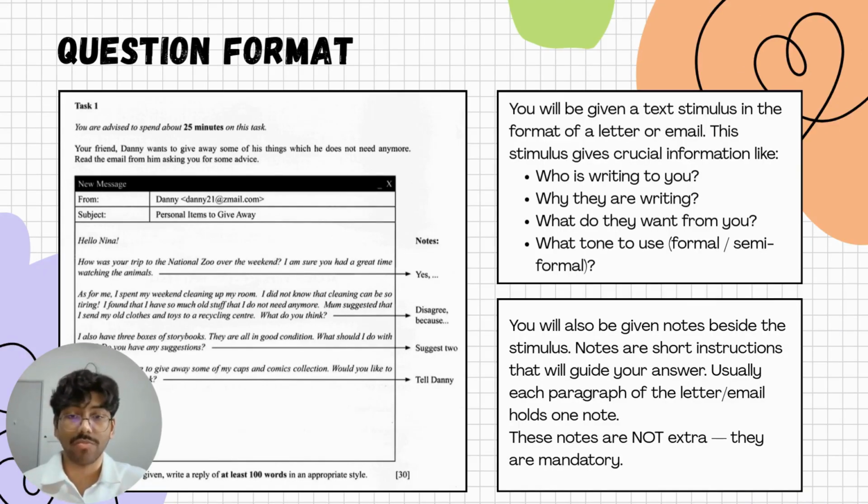Alright, now let's begin with the question format. Your question will consist of two main parts. Firstly, the stimulus. The stimulus is basically the given letter or email in your question. The given letter or email will shape the context, scenario, role, purpose, and recipient of your answer. Moving on, the second part is the notes. The notes are basically short instructions that will guide your answer. This can be thought of as guidelines, paths, or tracks towards a proper, well-organized answer. Keep in mind, notes are not extra, they are mandatory. If you mess up one of the notes, you will definitely get a reduced mark in your answer.